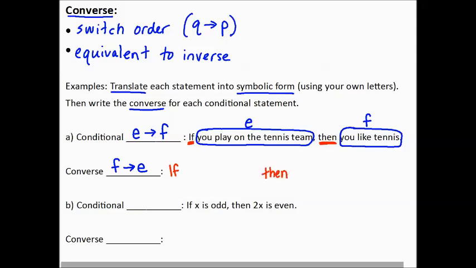So here's what it looks like. If, so the F goes first, you like tennis, then, and now the E, you play on the tennis team.